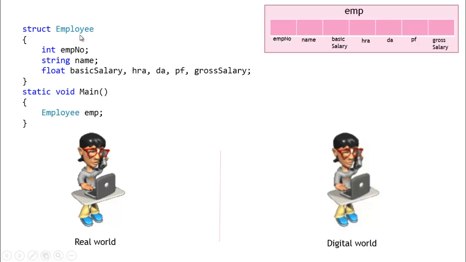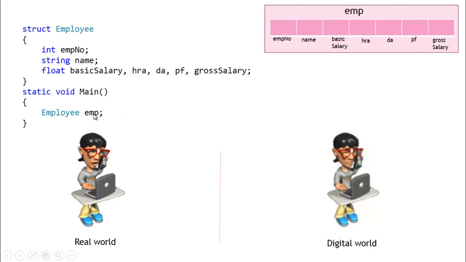Now this employee structure is what? It is nothing but a data type that you have created. It is a user defined data type. It is a derived data type. Now as it is a data type, you can create a variable from this data type, employee emp. So this declaration will create a variable in memory like this. So you can see that now emp is a single variable with n number of fields.